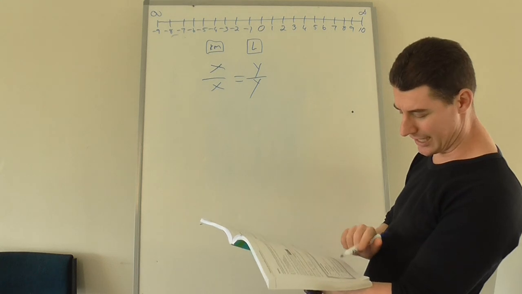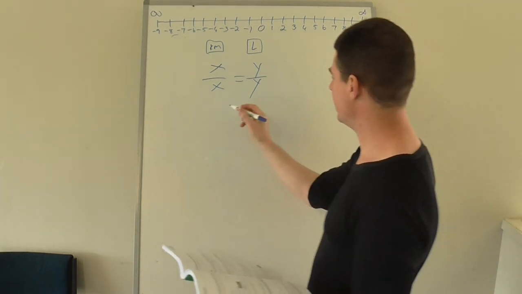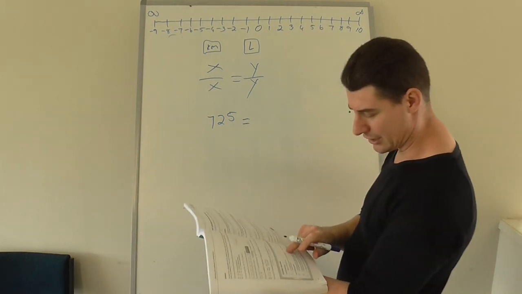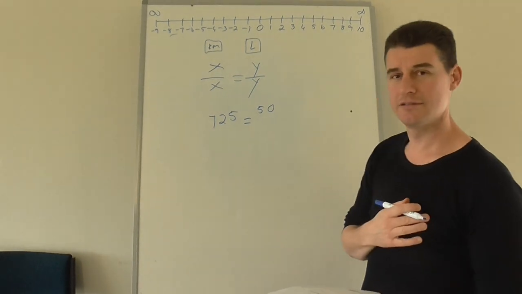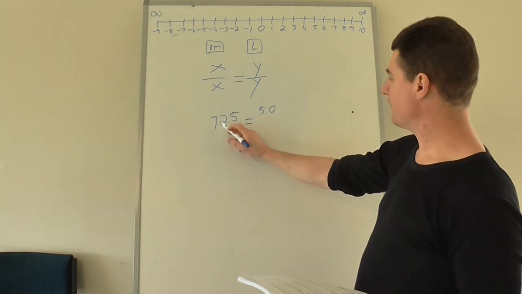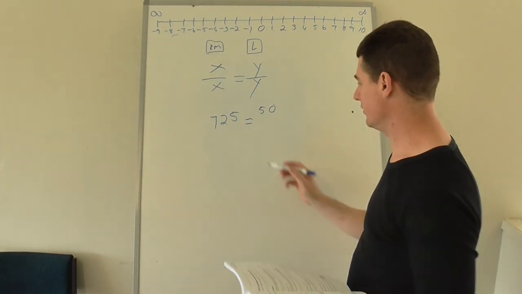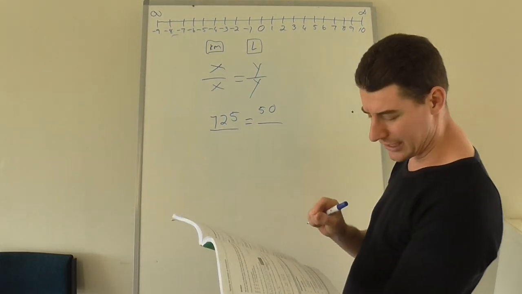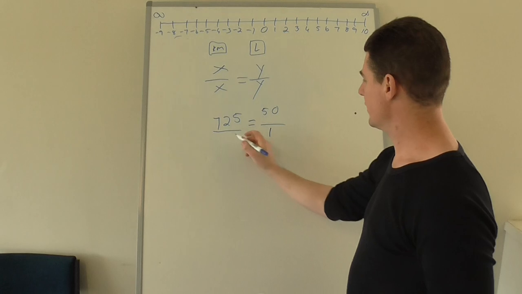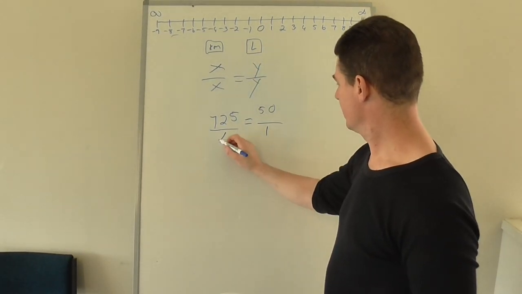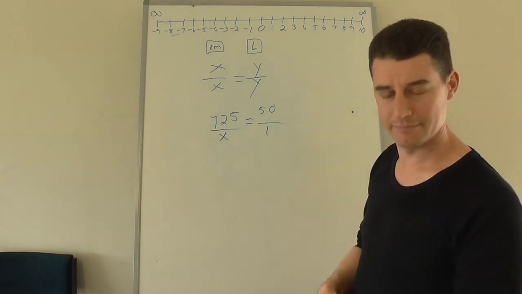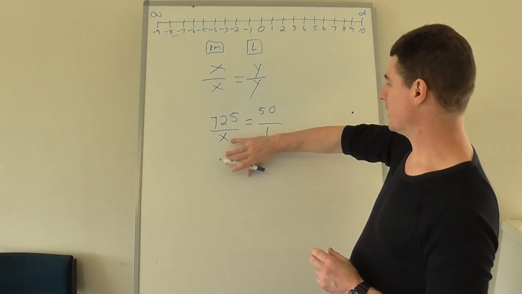Now it says that a bucky can travel 725 kilometers on 50 liters of diesel. So in other words, you simply say 725 kilometers equals 50 liters of diesel. Am I right? That's what the question says. But now they're asking you, how far can it travel on 1 liter? So we need to calculate how many kilometers, which I just mark X, you can do on one liter. You want to get your X up.